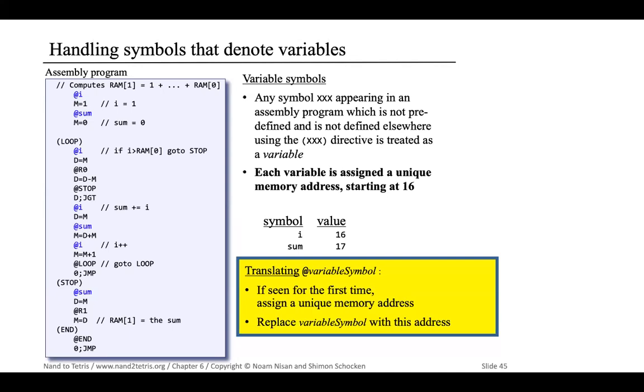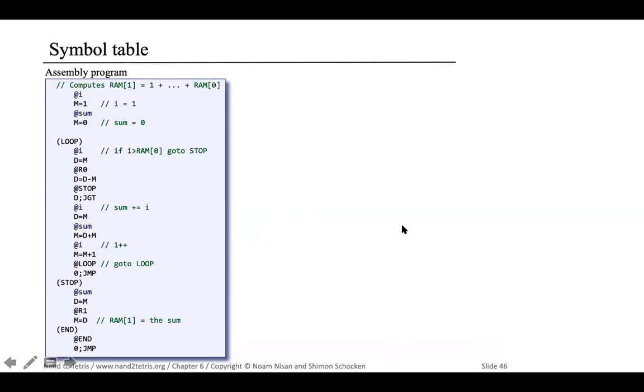Great. So how do you translate a variable symbol? Well, this is the logic. If seen for the first time, assign a unique memory address, which is the running value from 16 upward, and add it to the symbol table, right? If it is not seen for the first time, simply look up the symbol table and replace it with that address, whatever the value is, just like the previous two. So it's multiple if-else conditions that you have to take into consideration. Look into this one. This is an example.